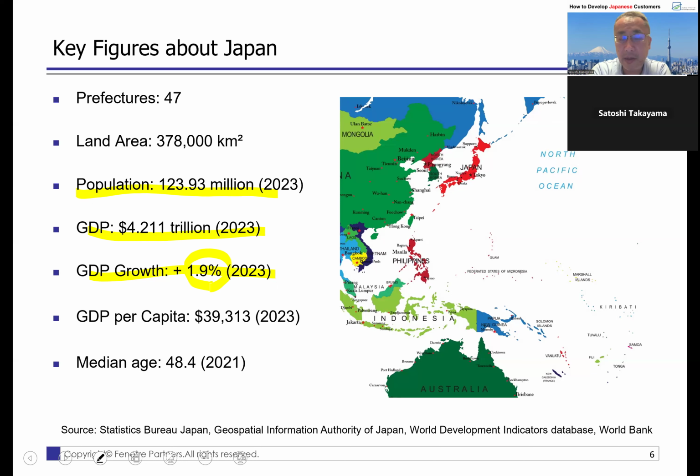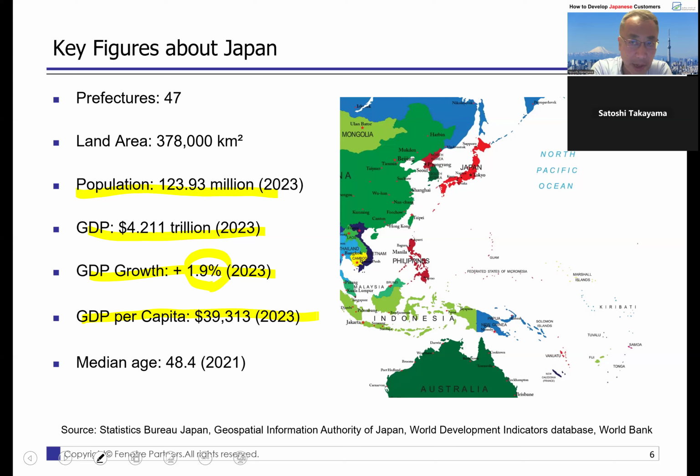Probably in the coming decade, the GDP growth will be between 0 and 1% every year on average. And now I'm going to explain some shocking figures for you. The first one is GDP per capita. Some people, especially in my generation or elder, believe Japan is a rich country. But I have to say, Japan was a rich country.